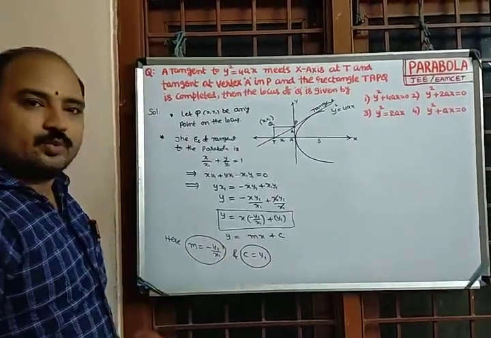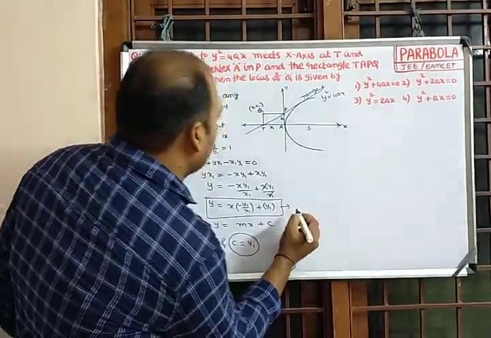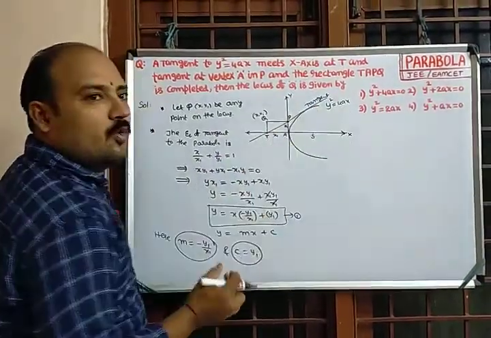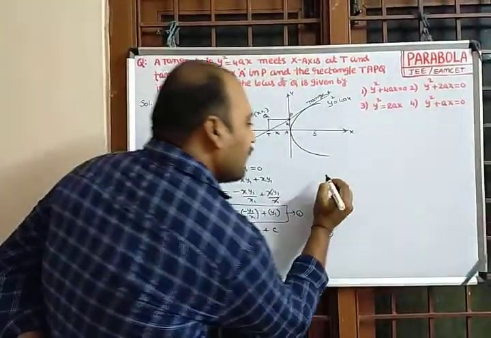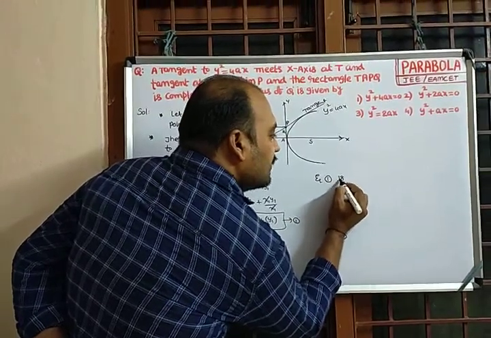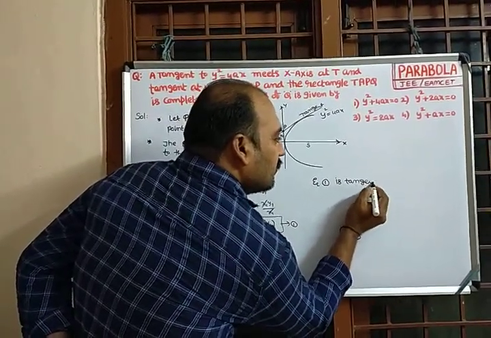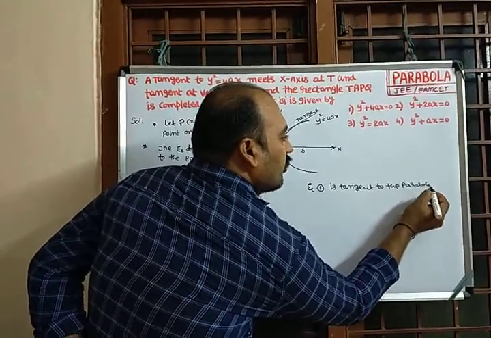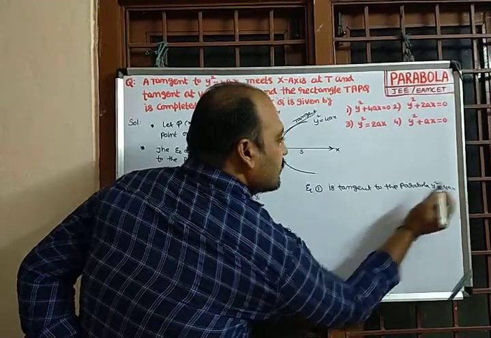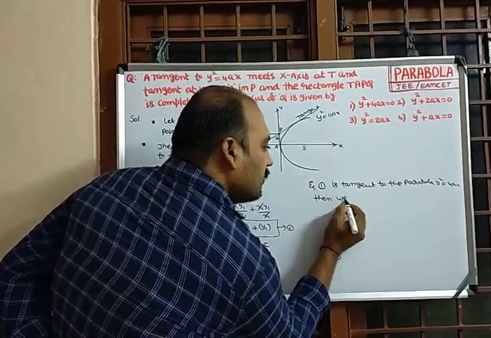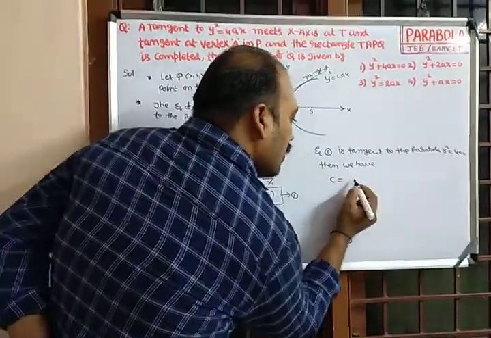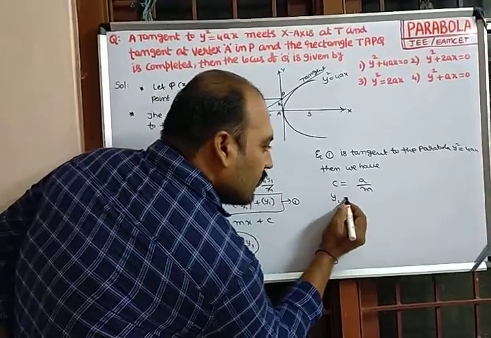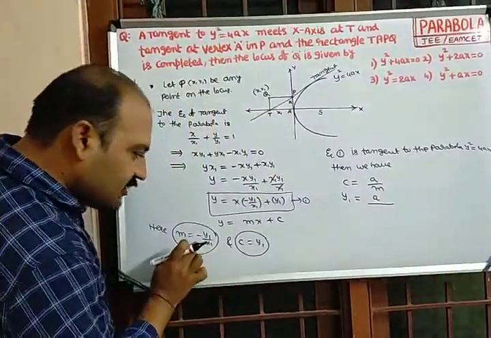Why are we taking these two? This is equation number 1. Equation 1 is a tangent to the parabola y square is equal to 4x. What is the condition? C is equal to a by m. C value is y1. A value is a only. And m value is minus y1 by x1.